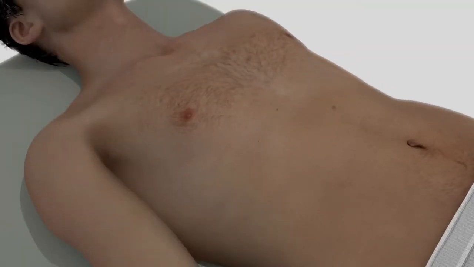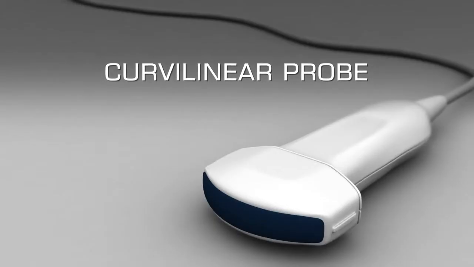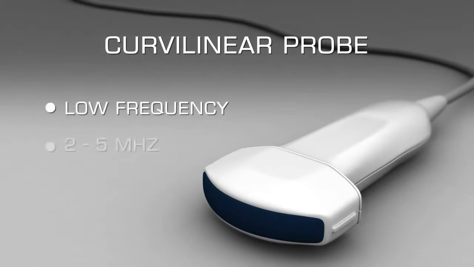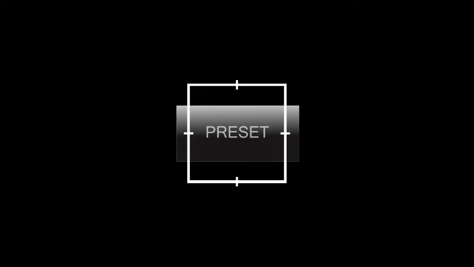Starting point for the examination, views should be obtained with the patient. The transducer for assessing the abdomen is a curvilinear array probe with a frequency range of 2 to 5 MHz. Select the abdomen preset on the ultrasound device.